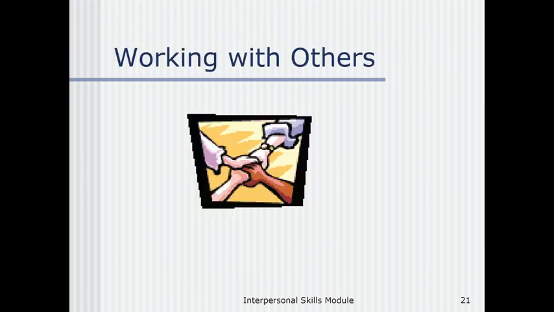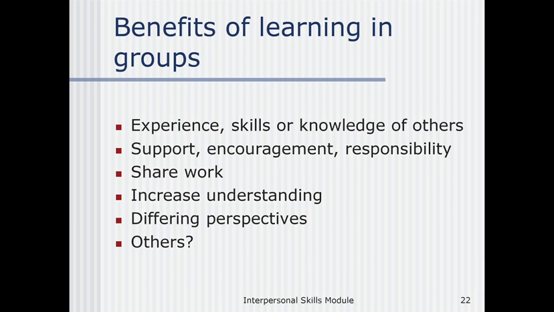So working with others. When you work with others, you must possess some skills. There is a group, as we discussed yesterday, with the experience, skills and knowledge of others. It's a group of experience, a group of skills, and a group of knowledge of others. So there you should maintain the support system, the encouragement, and the responsibility. If you are in a team, you will receive this kind of support, encouragement, and responsibilities. At the same time, you should give support, encouragement, and responsibilities.